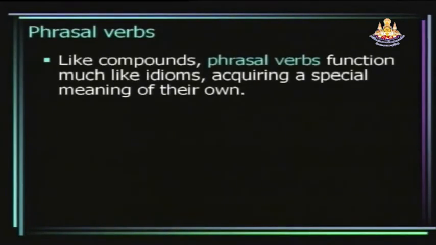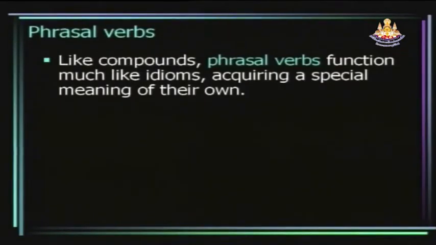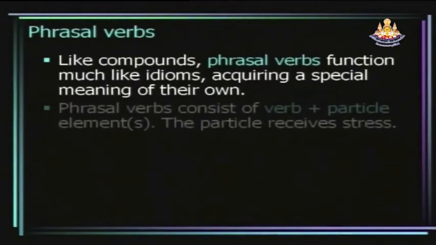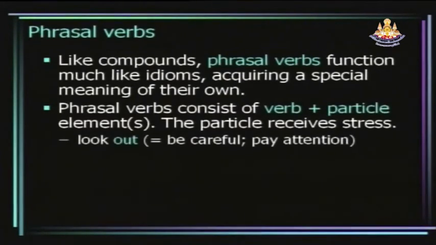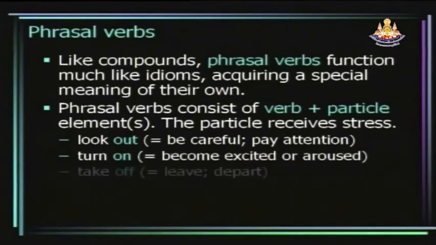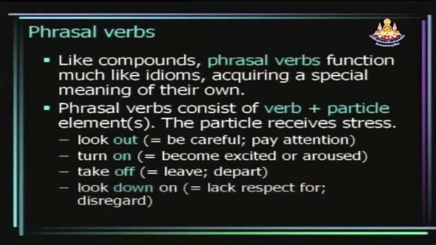Next category we're going to talk about is phrasal verbs. Sometimes these are also called two-word verbs, but we also have three-word verbs, so a better terminology is phrasal verb. Phrasal verbs function very much like compounds. They're a type of idiom and have a meaning of their own. So when we put two words together, a verb plus a preposition, and form a phrasal verb, it has its own special meaning. A phrasal verb consists of a verb plus a particle, and it is the particle that receives stress.